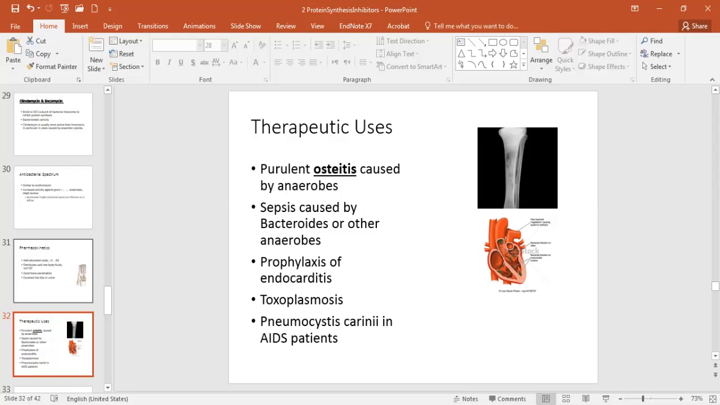Sepsis caused by bacteroides or other anaerobes. Prophylaxis of endocarditis. Toxoplasmosis. Toxoplasmosis is actually not a bacteria, it is a type of parasite caused by Toxoplasma gondii. Pneumocystis carinii in AIDS patients. This is not seen commonly except in AIDS patients. In AIDS patients it is common.